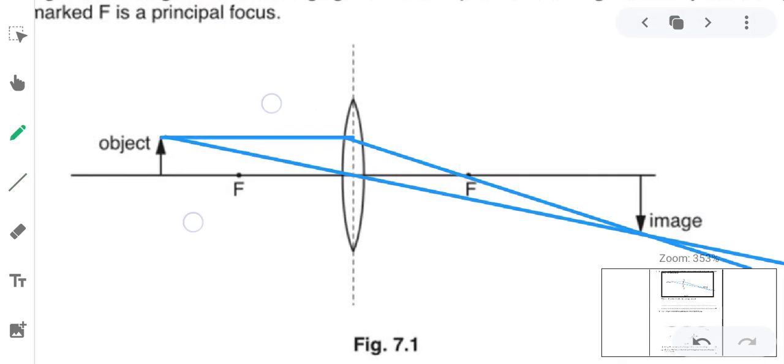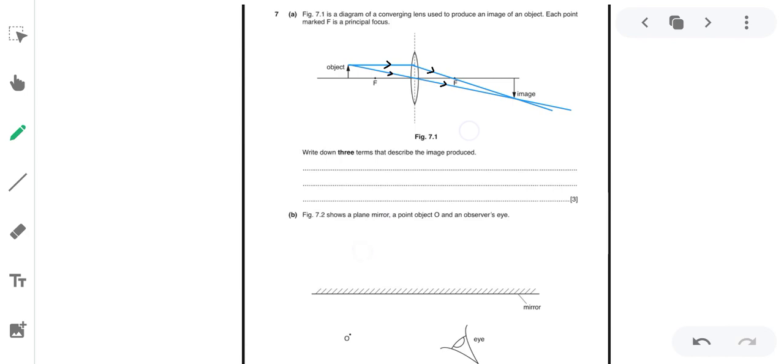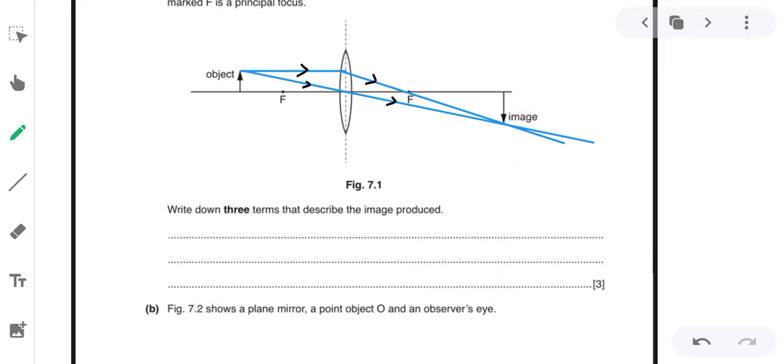And sometimes they ask you to put arrows as well, so you know that it will be moving like this and this will be moving like this. This is how you have to make it. And I told you the answer, that the three characteristics of the image are that it is real, inverted, because the object is upward and the image is downwards.